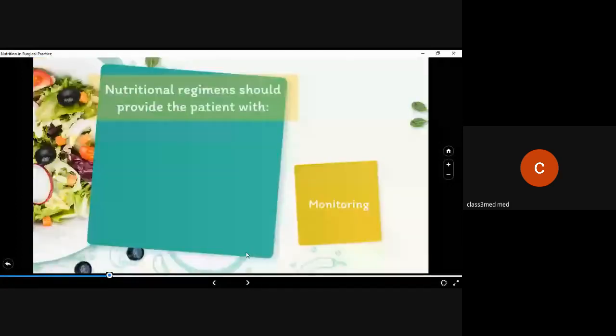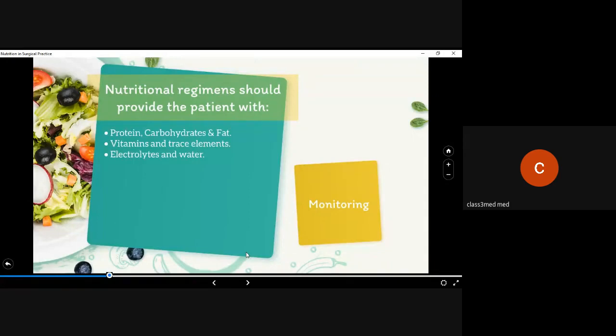Now, let us take brief tips about a nutritional regime that should cover the normal nutritional requirement of anybody. The nutritional regimes used to support a patient with malnutrition should provide certain essential items: protein, carbohydrate, and fat. Those are the macronutrients, very important. All of these essential elements should be included in any nutritional regime given to support the patient nutritionally.